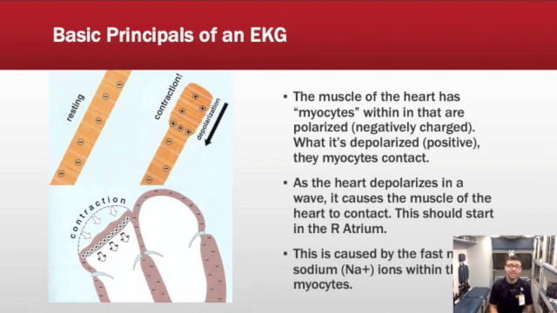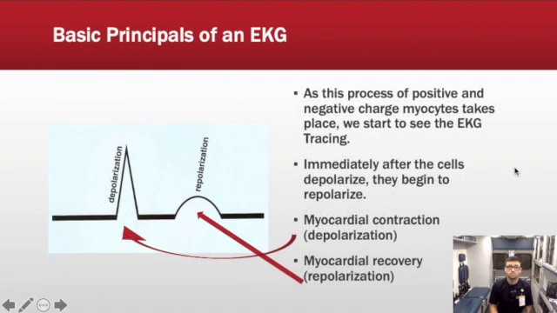As the heart depolarizes in a wave, it causes the muscle of the heart to contract, and this should start in the right atrium. So remember, going back to those photos that we just discussed, we have contraction beginning in the right atrium and working its way towards the lower left. This is caused by sodium ions within those myocytes. As the process of positive and negatively charged myocytes takes place, we start to see this EKG tracing, the actual lines on the paper.